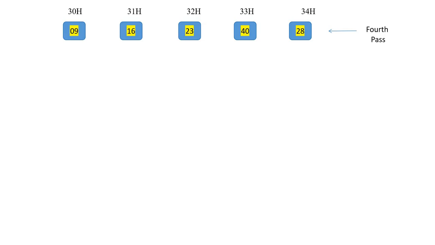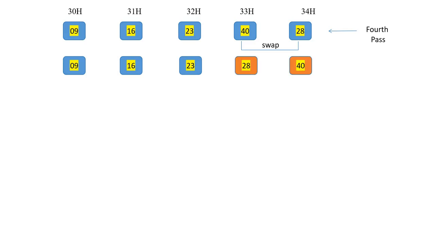9, 16, 23 are already arranged. So these will remain as it is. Now we have to compare the data which is present at 33H location with the next number, that is at 34H location. So 40 is compared with 28. So here 28 is smaller than 40. It will be swapped. We get 28 here and 40 here.